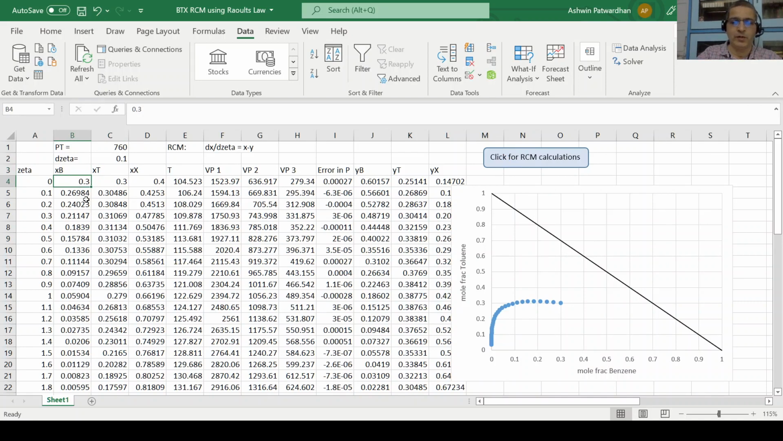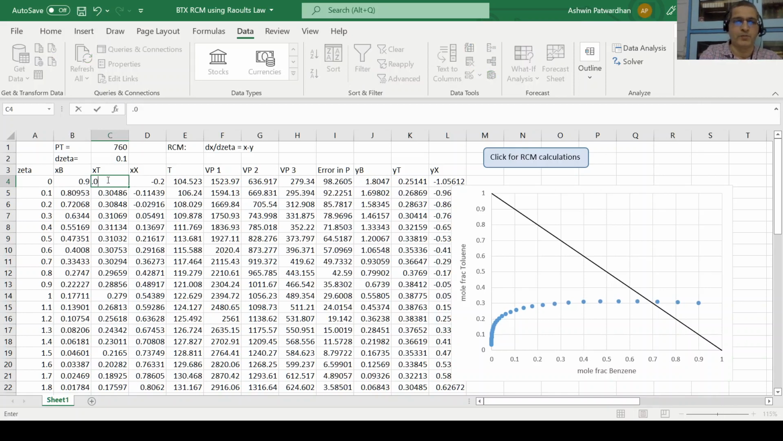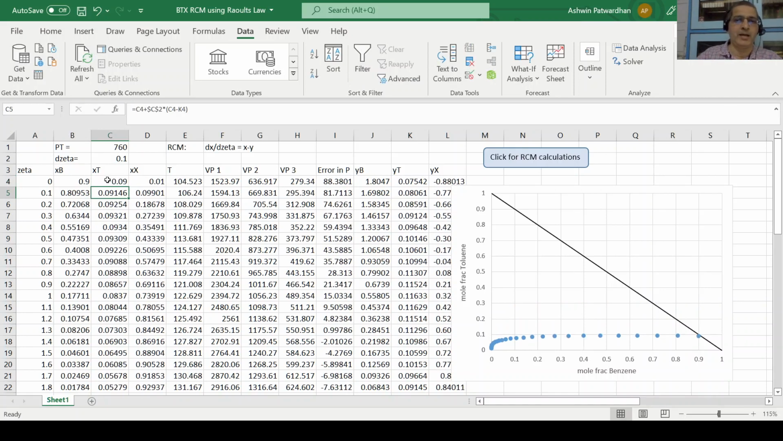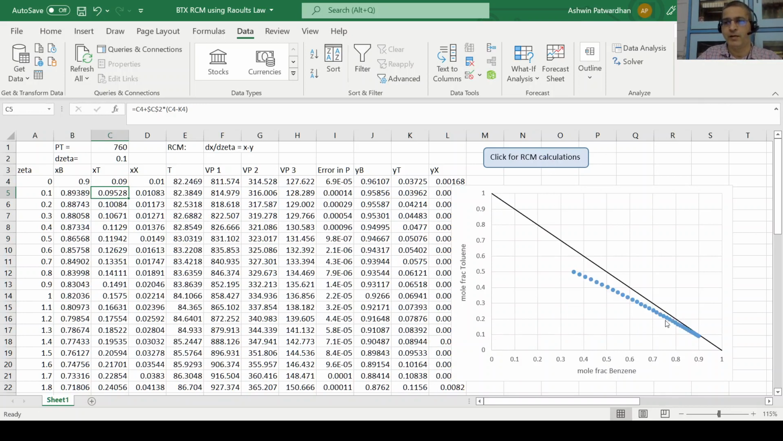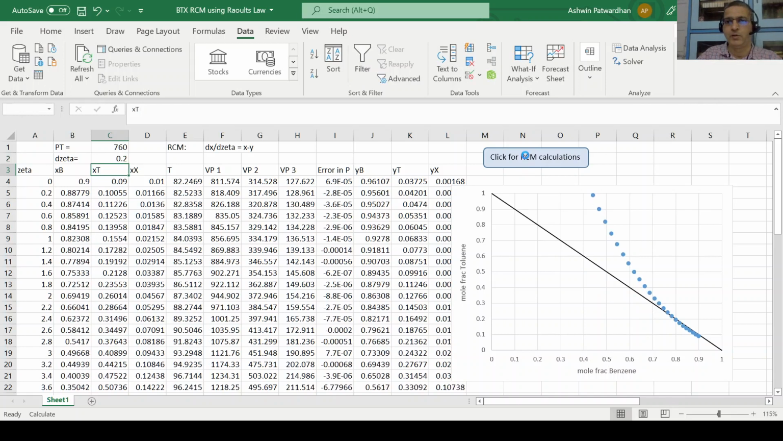Now we can change it for a different value of the initial composition. Suppose the benzene mole fraction is 0.9, the toluene mole fraction is 0.09 and the xylene mole fraction is 0.01. So we are starting somewhere here. Now if we do these calculations, we will find that the residue curve is changing like this. I can take a slightly bigger value of delta zeta and do these calculations once again. Then this is how the residue curve composition is changing. So this is called a residue curve map.